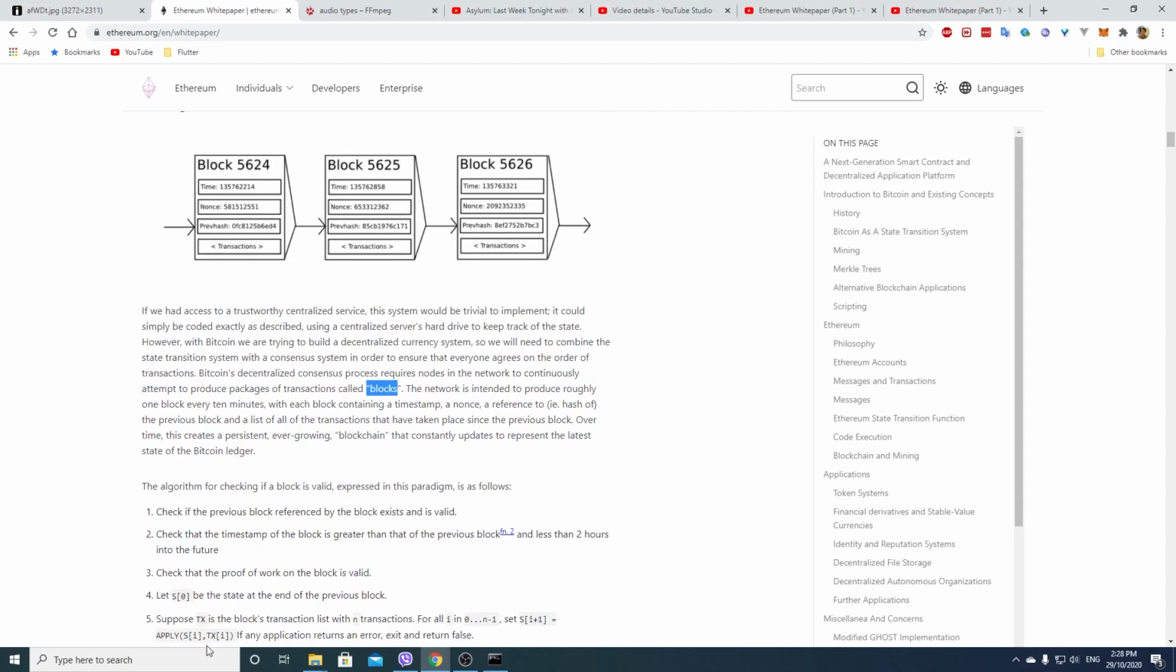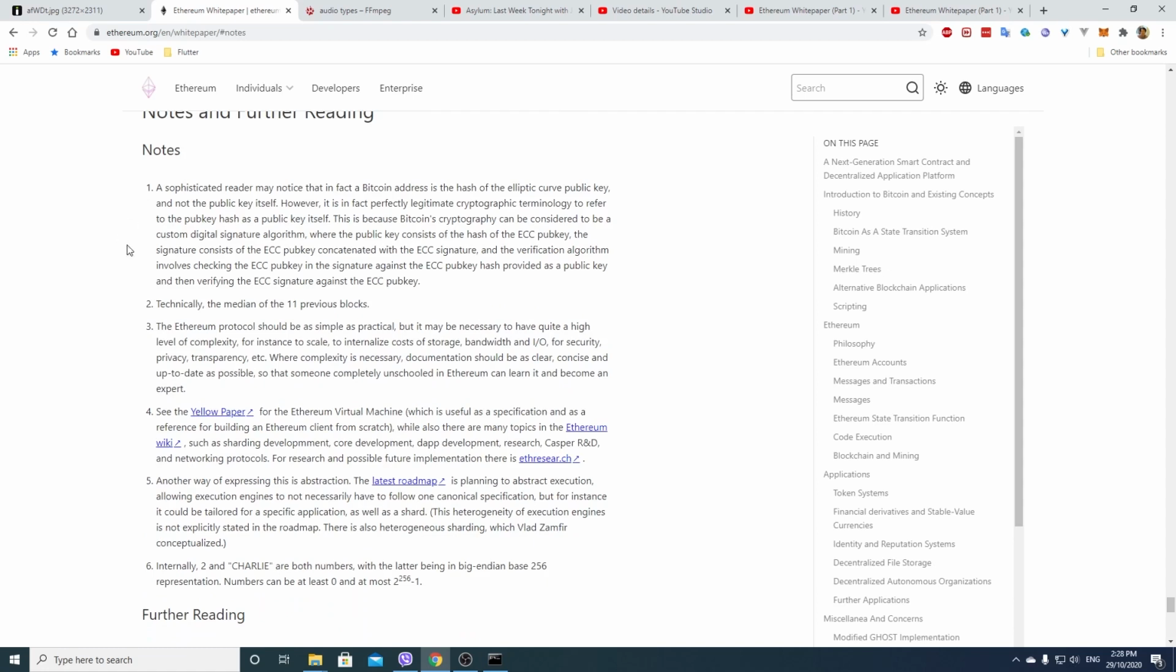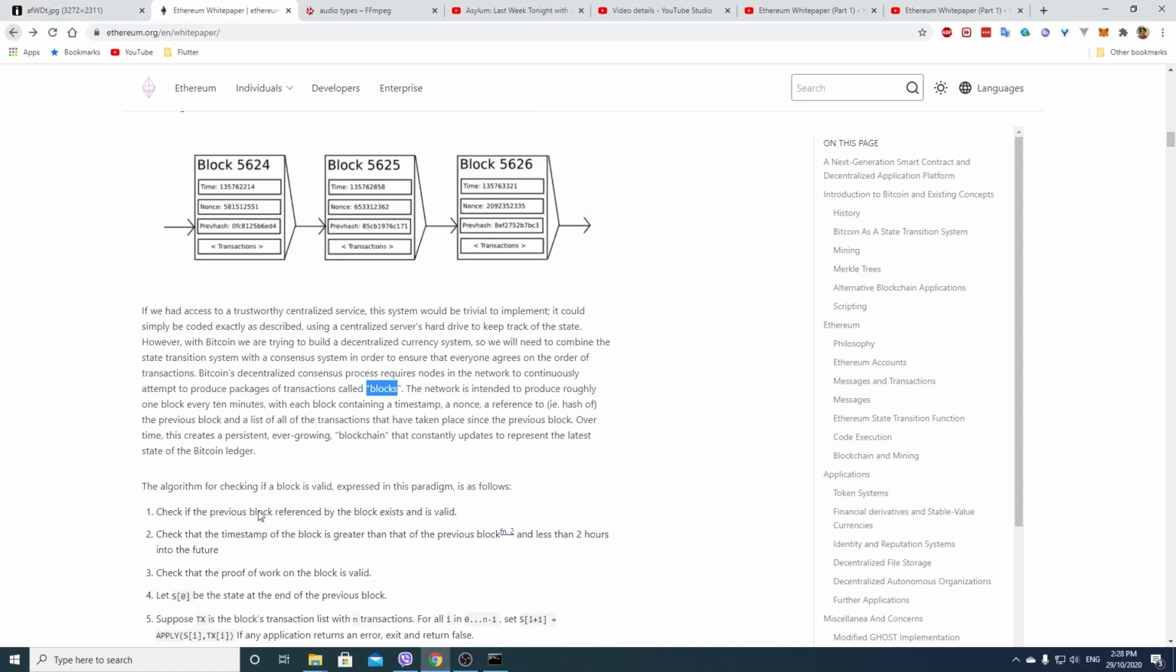Check that the timestamp of the block is greater than that of the previous block and less than 2 hours into the future. I think this rule is actually not exactly true. There's a caveat here. It says that the timestamp should be after the previous one, and not too far in the future. That's something to prevent miners from basically playing with the clock.